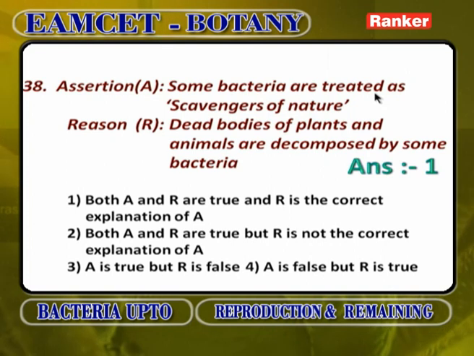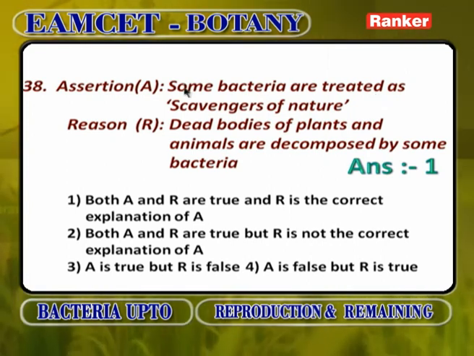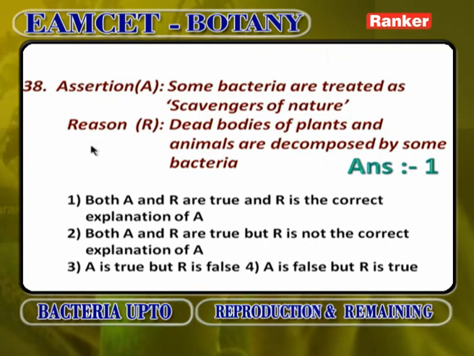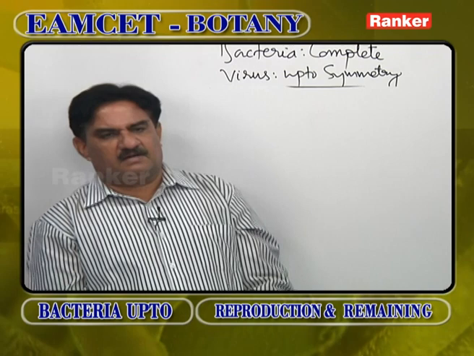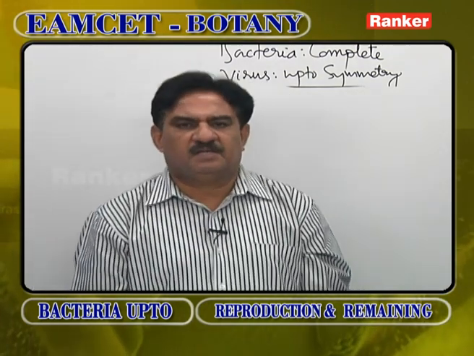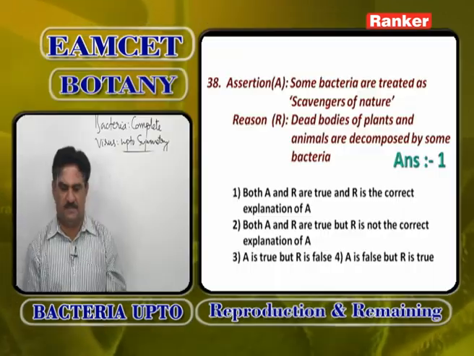This is an assertion reasoning question. Some bacteria are treated as scavengers of nature because they clean the atmosphere. Why are they called scavengers of nature? Because the dead bodies of plants and animals are decomposed by some bacteria. So, A and R are true. R is the correct explanation of A.